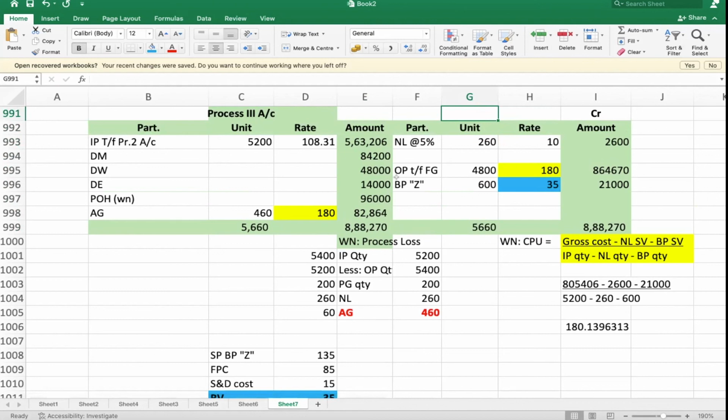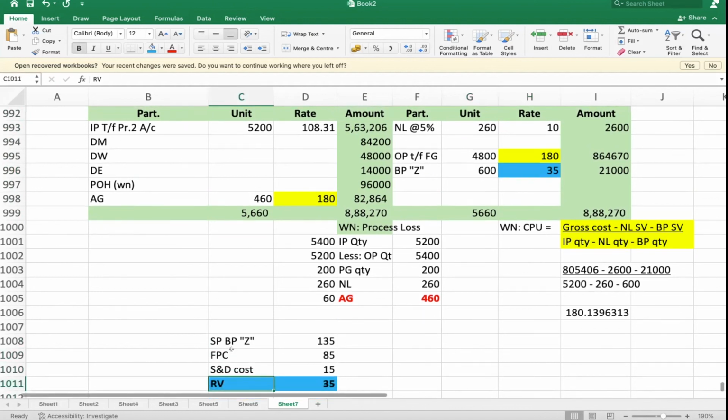Any difficulty in process 3? No, sir. Listen here, the speciality of process 3, in addition to output of process 3, we are getting byproduct. The treatment of byproduct only you have to remember. Rate you have to take, how much the realizable value of byproduct. How to compute realizable value? Selling price minus all other expenses is equal to realizable value.